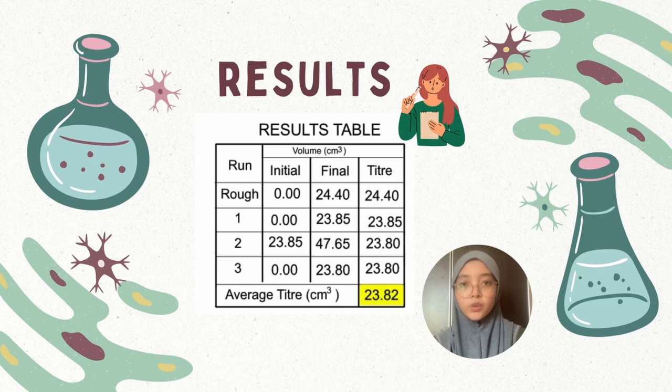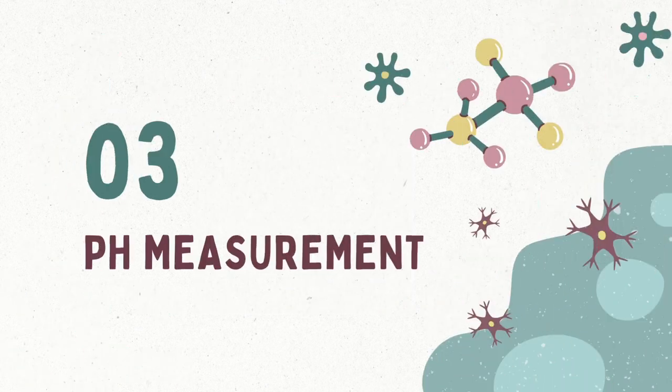The average titer was calculated to be 23.82 cm3. Since the results are concordant, we can conclude that the titration was carried out accurately and that the average titer is reliable for determining the concentration of the analyte in the water sample.